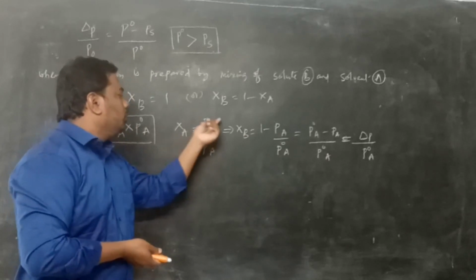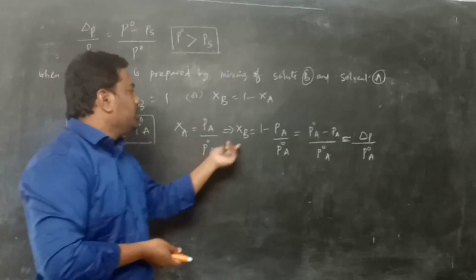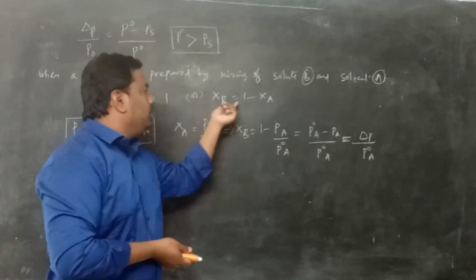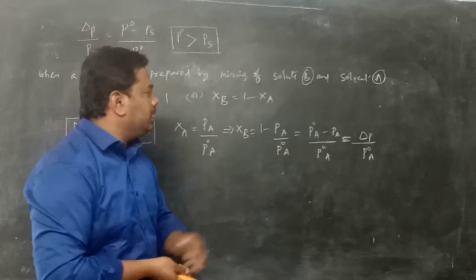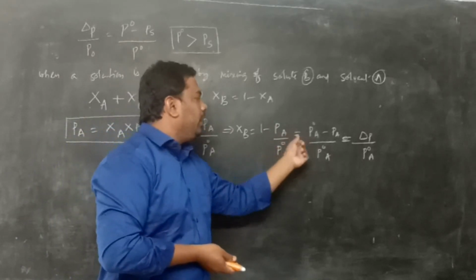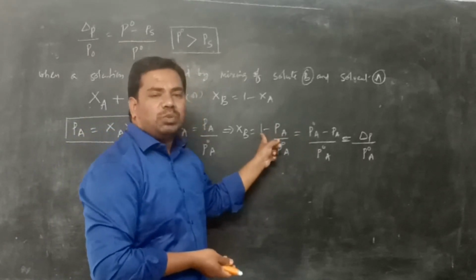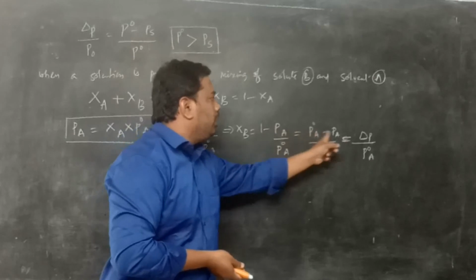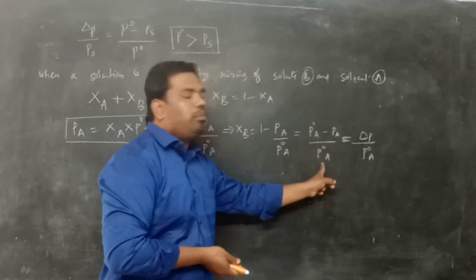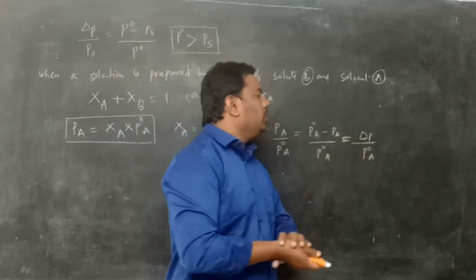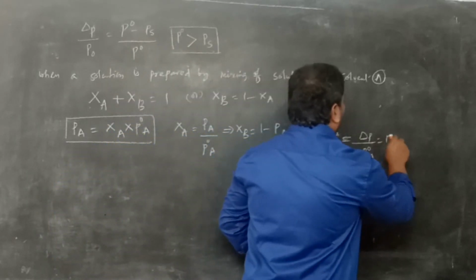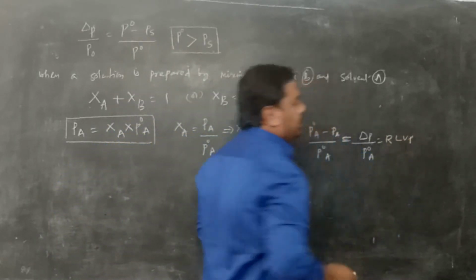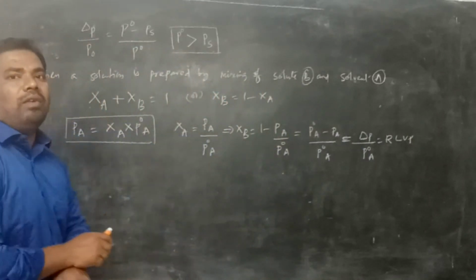XA is equal to PA by P naught A. So we will substitute XA into this equation, that is XB is equal to 1 minus PA by P naught A. P naught A is cross multiplied with 1. So P naught A minus PA by P naught A, that is equal to delta P by P naught A. So this is a relative lowering in vapor pressure.